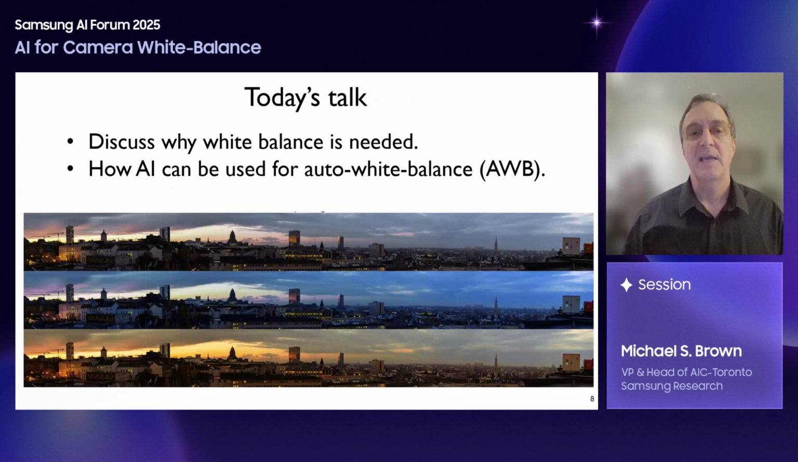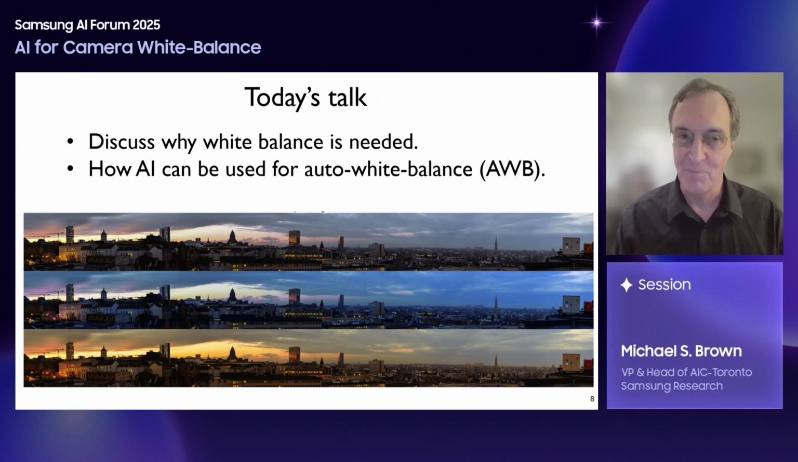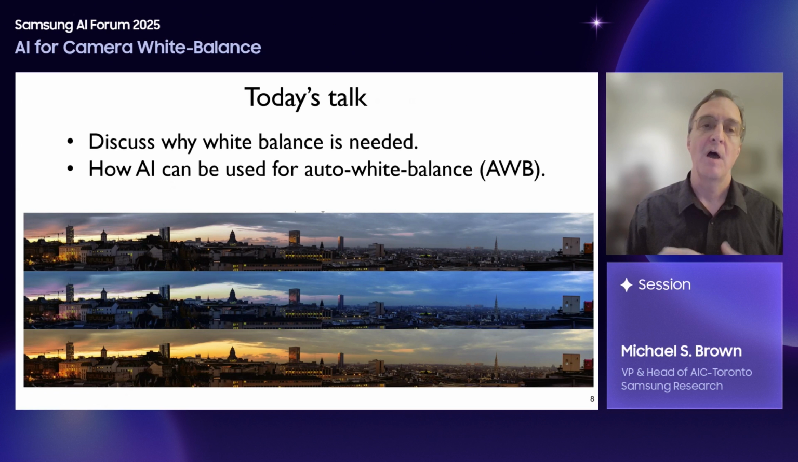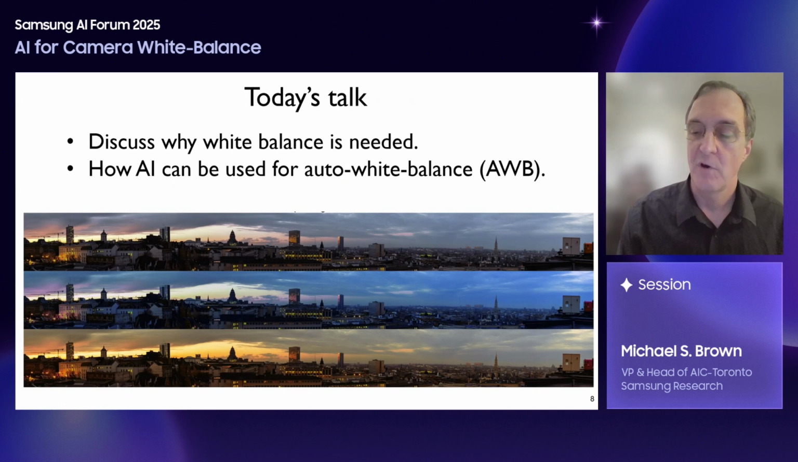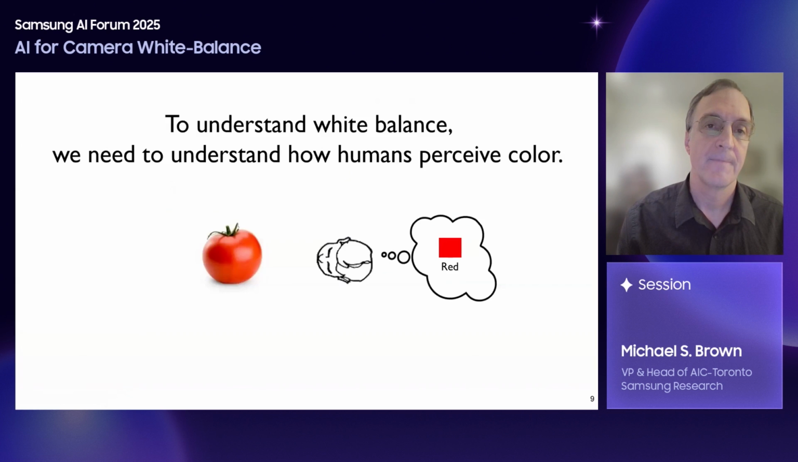So what I want to do today is explain to you, why do we need white balance? Why does the camera have to do this? You don't have to do it as a human. You're not white balancing, but the camera needs to. And then I'll tell you how we can use AI to do auto white balance for cameras.